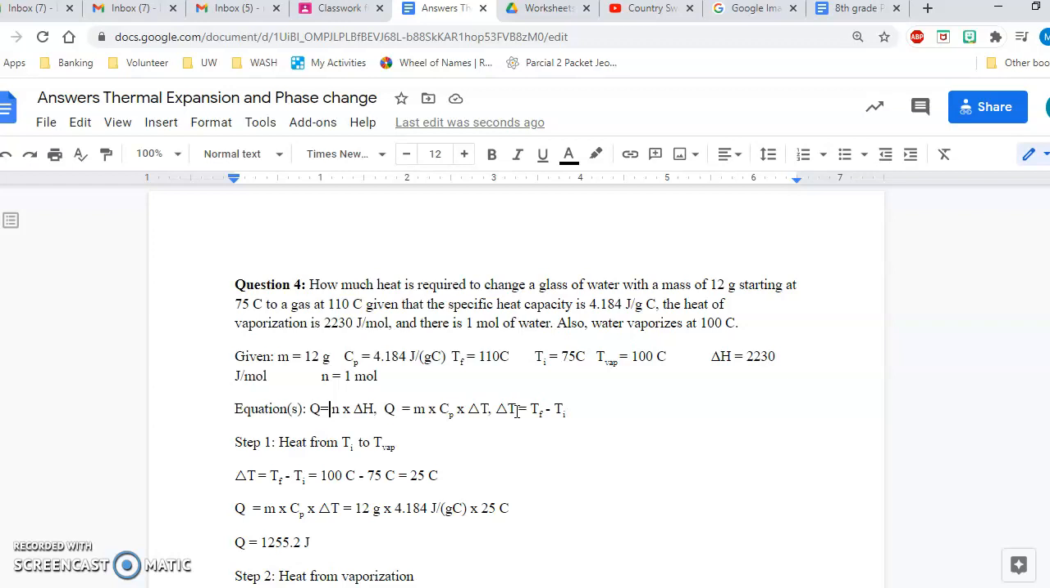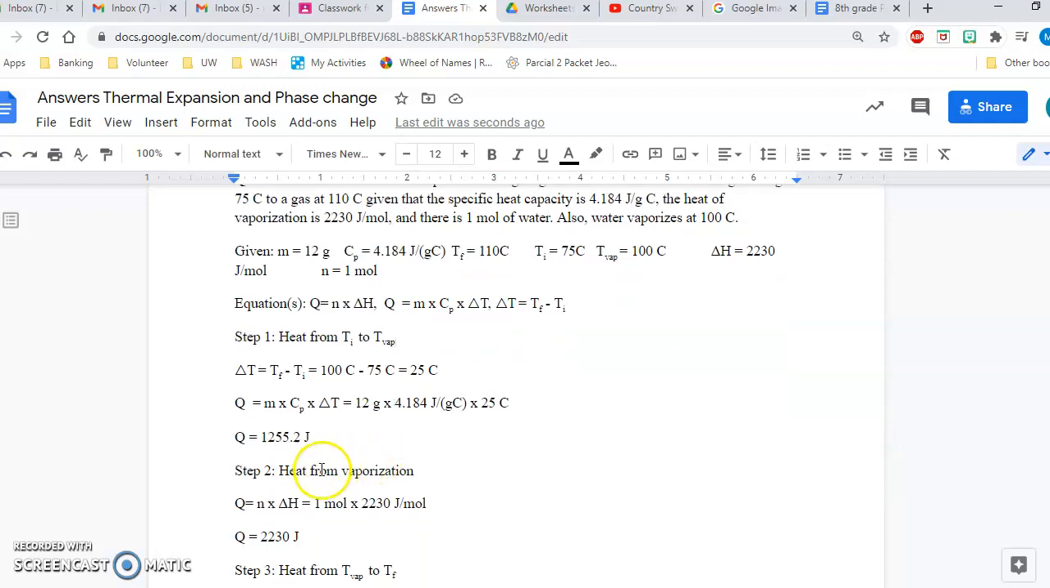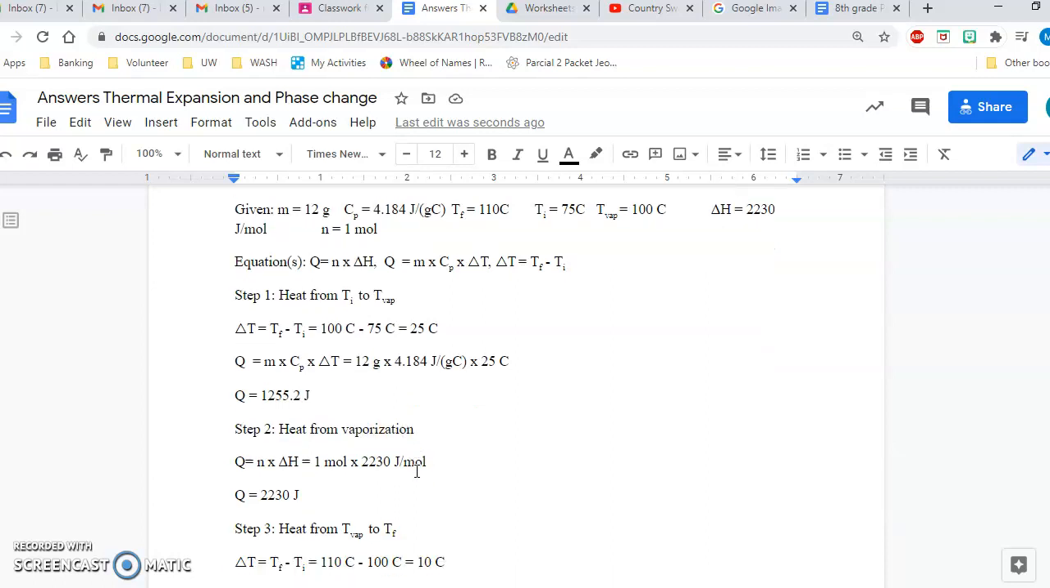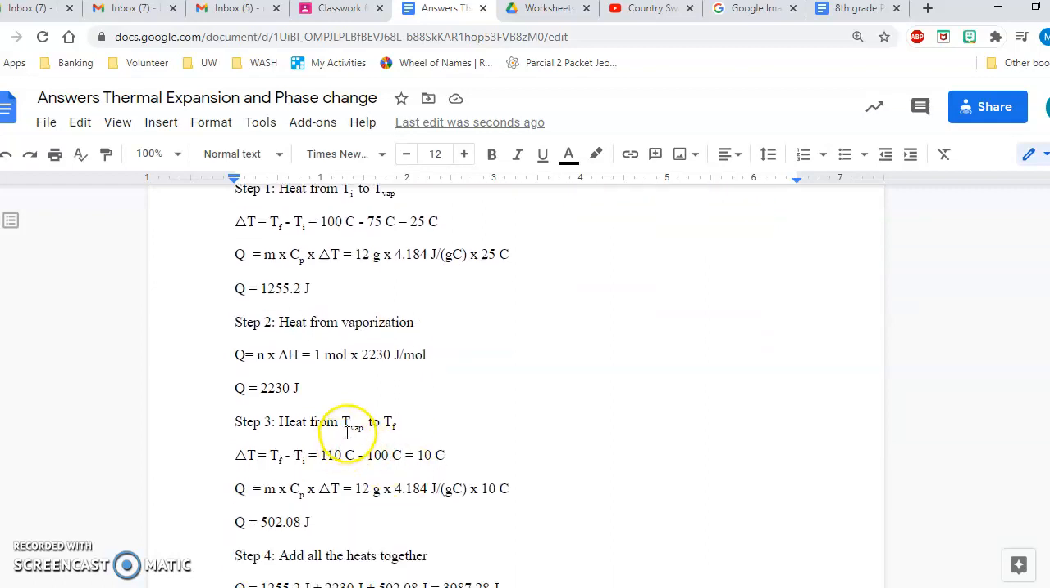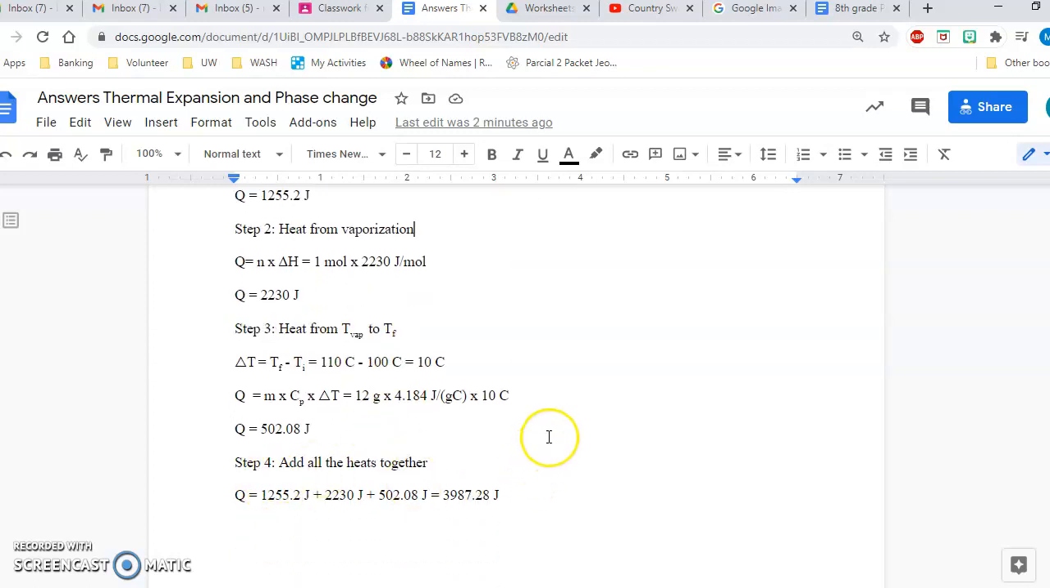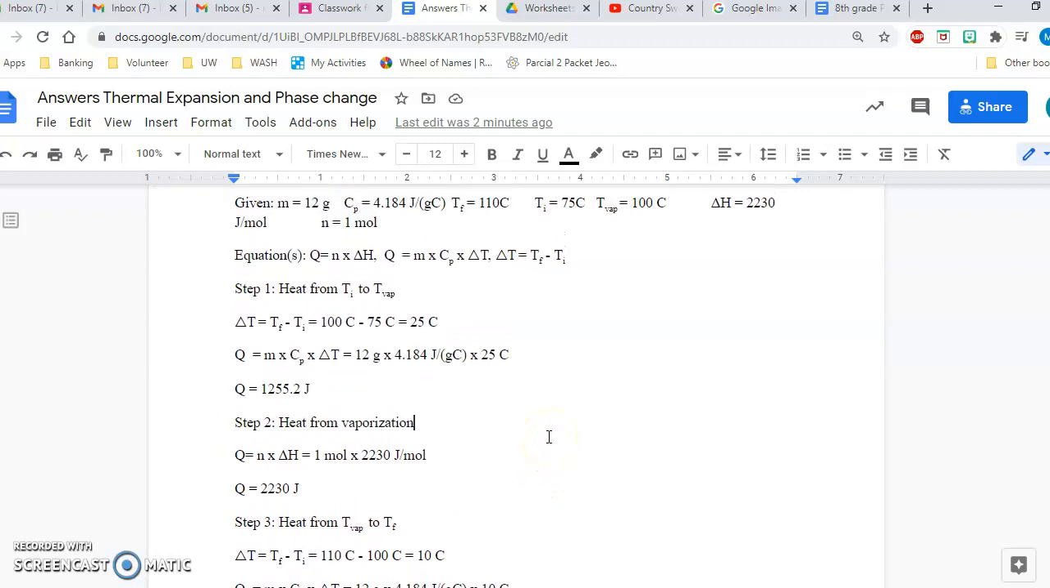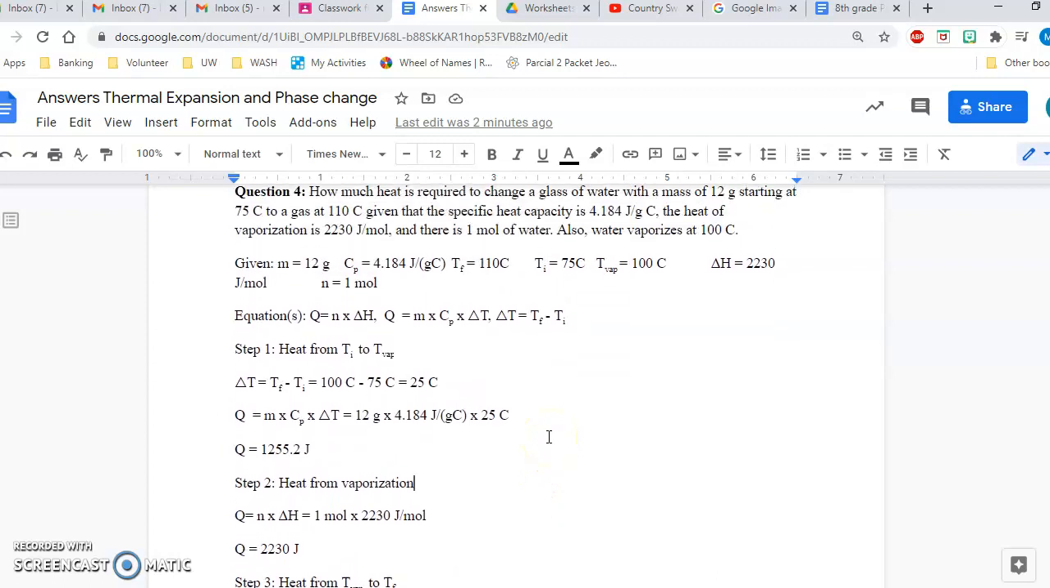But how we're going to break this down is we're going to do step 1. We're going to go from our initial temperature until we go to our vaporization temperature. Step 2, we're going to change all of our water into gas at our temperature, so we're not changing temperature. Step 3, we have to go back and change temperature again. And then step 4, we just add them all together. So we're solving for Q in each step, and then we'll add them all together at the very end.